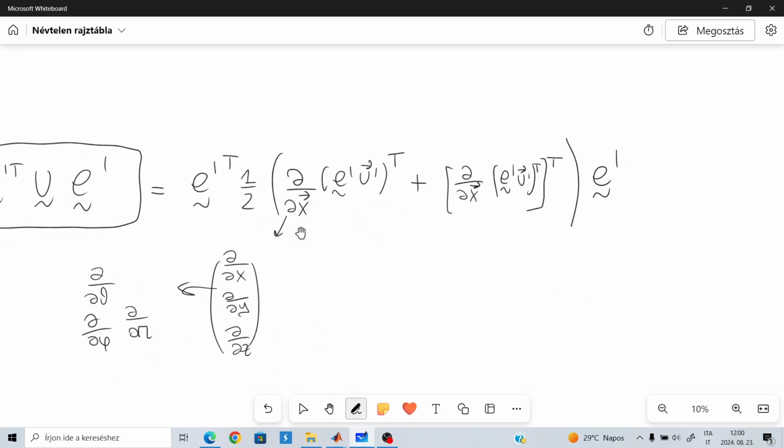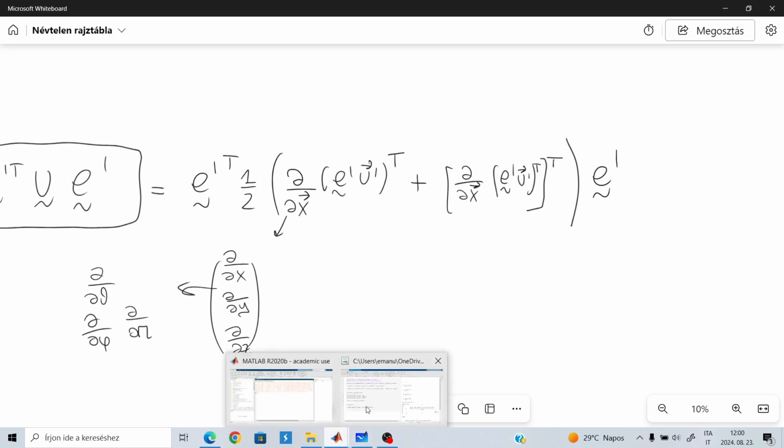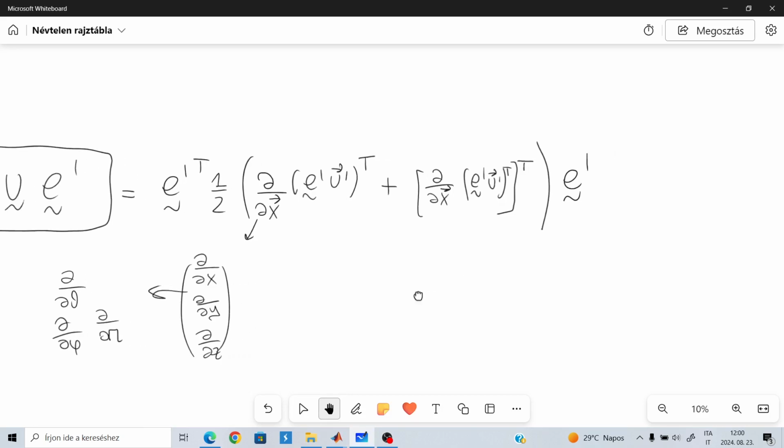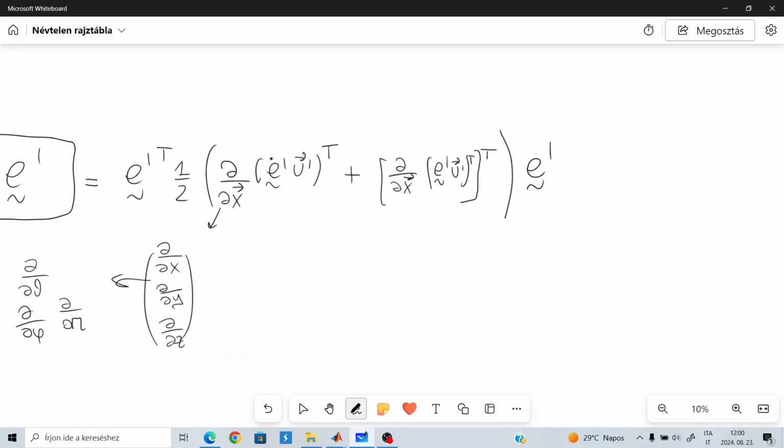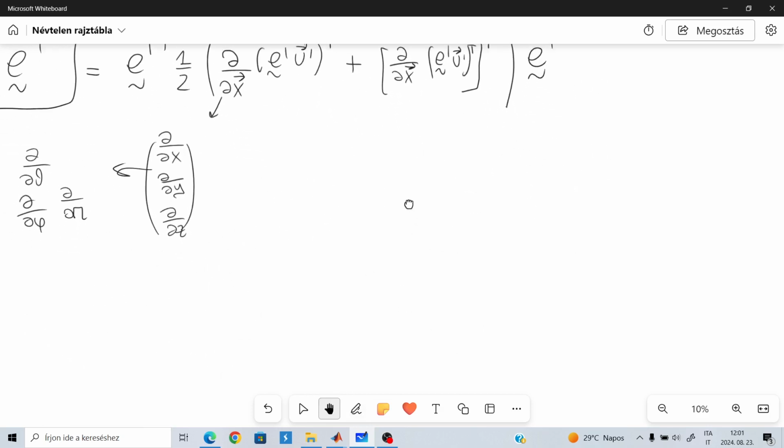Now we only need to do one last thing, we need to transform this gradient. After that we are ready to start seeing the results of the script that I have prepared. I have prepared the script such that it implements the formula that you see here, but we still need one last step. We need to find how to write this gradient in spherical coordinates. And how to do that?